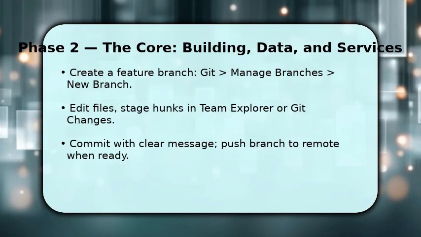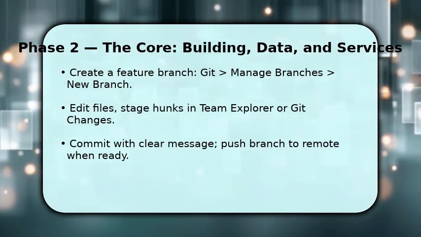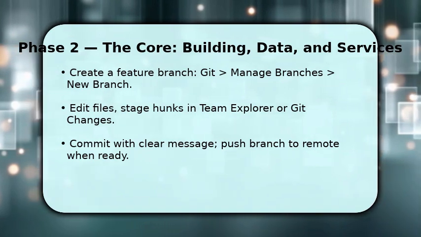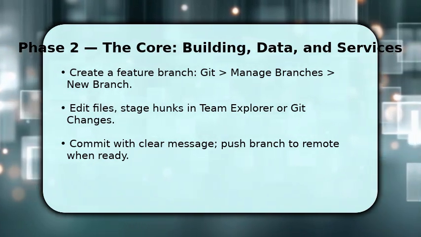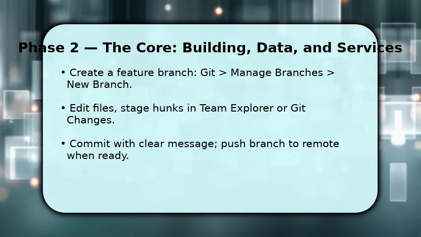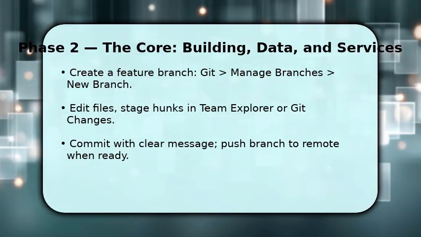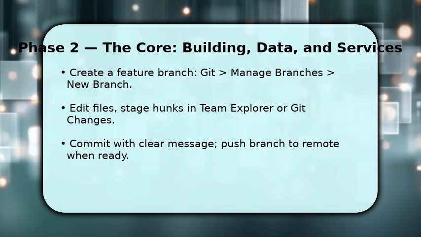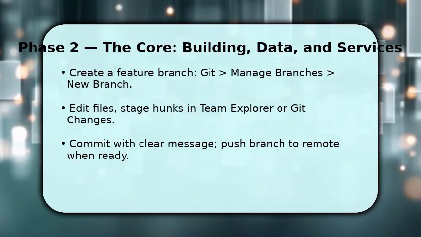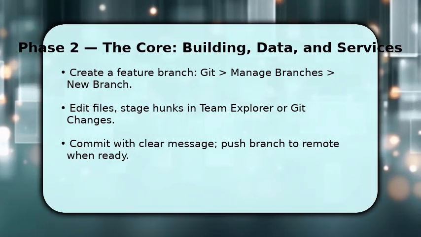You're now in the middle of development. Create a feature branch from the branch selector and switch to it immediately. Edit code in the editor, then open Git changes to stage individual hunks or whole files. This lets you craft atomic commits. Once staged, write a concise commit message explaining the why and what, then commit.